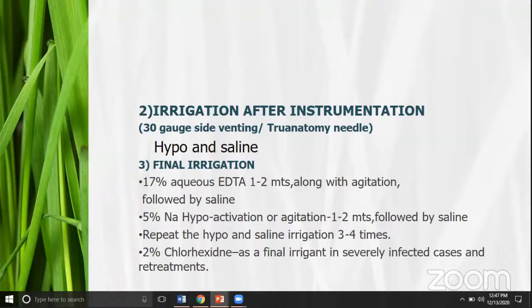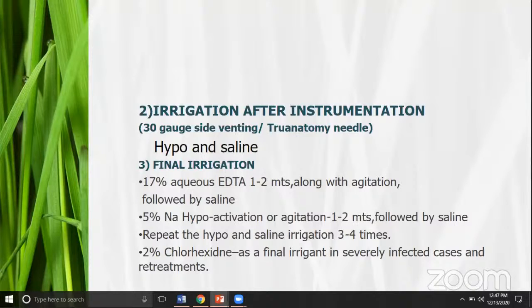So in this step, you have to make sure that you are using adequate volume of irrigation, that like 20 to 25 ml of irrigation you have to use.